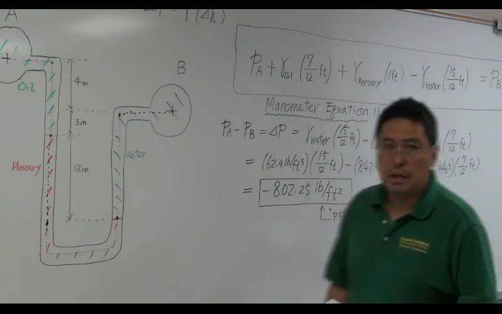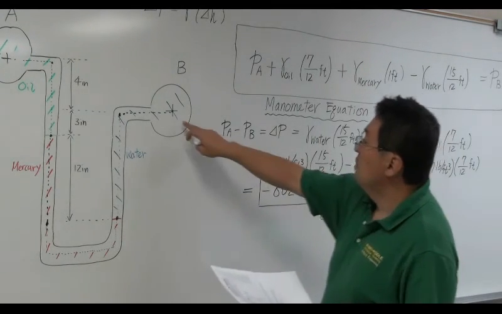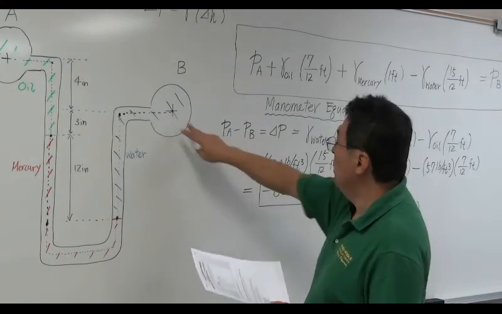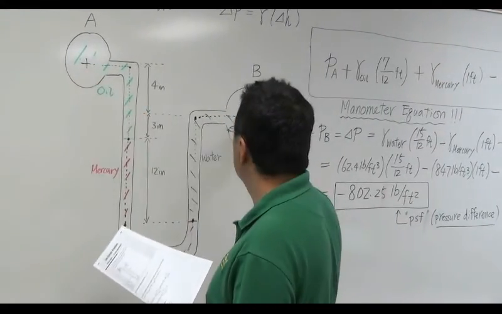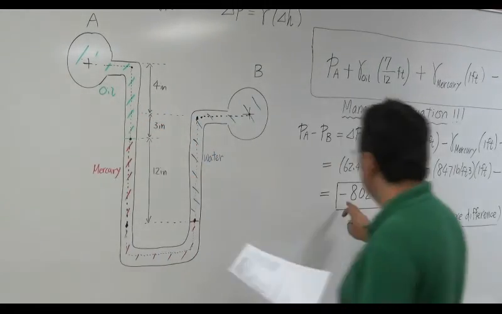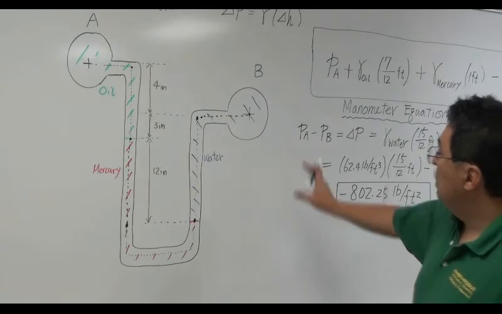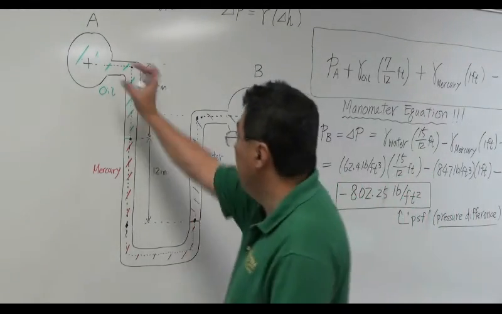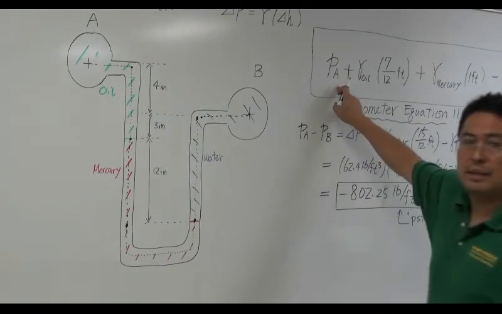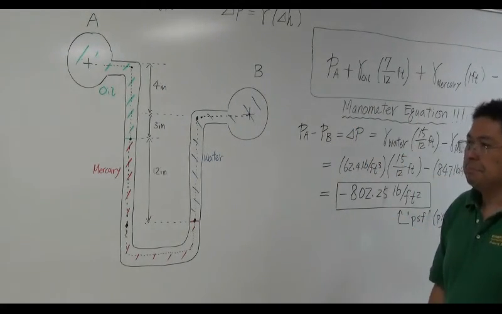Now, in this particular case, you get the negative sign in front. That really means that pressure B, PB, is larger than pressure A, PA. So this is higher pressure, this is lower pressure. That's why you get the negative sign. Now, suppose you start from B, then go all the way back to A, you are going to squeeze out the exact same equation. You can get the exact same value.